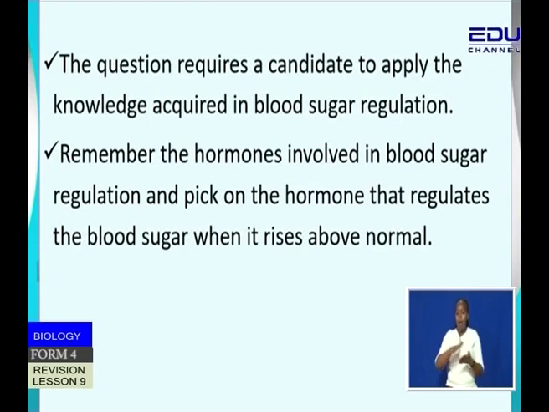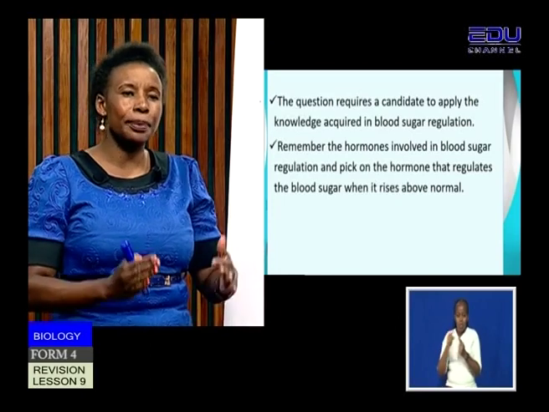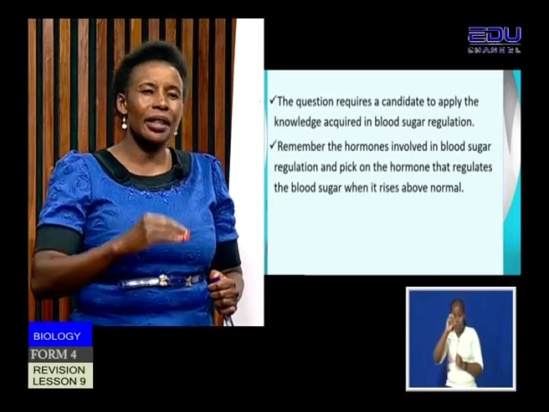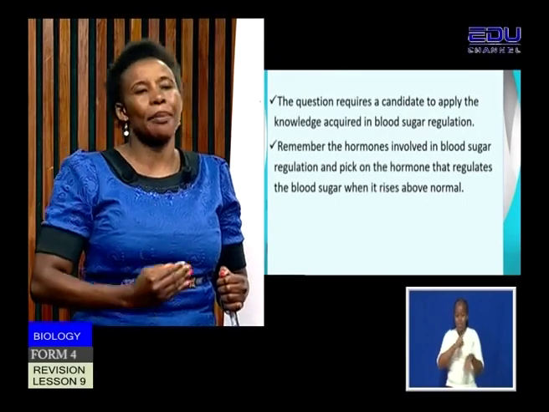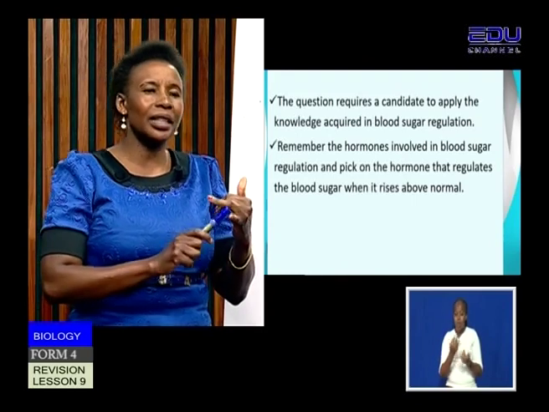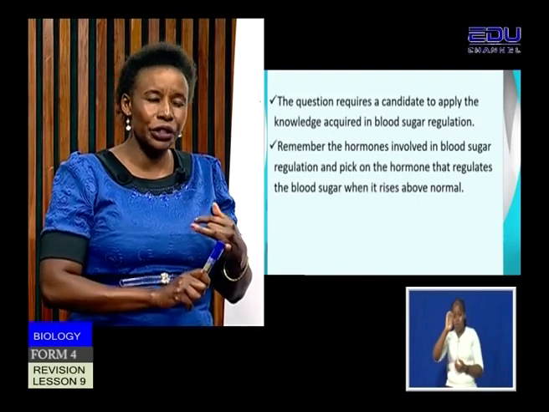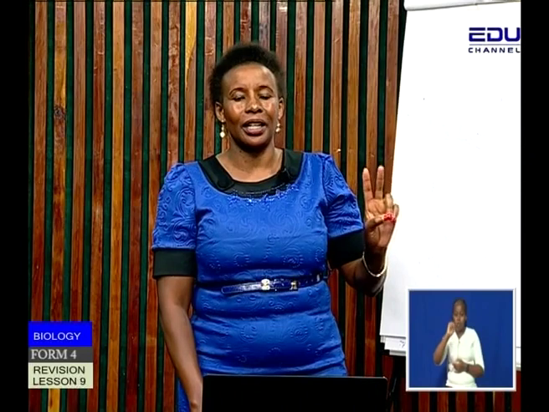So it is expected of you to know which hormone specifically regulates the blood sugar or blood glucose level when it rises above normal, because the two hormones, that is glucagon and insulin, are antagonistic. So when this one is secreted, the other one is not being secreted. So they cannot be secreted at the same time. So that is all what you require to be able to answer that question.